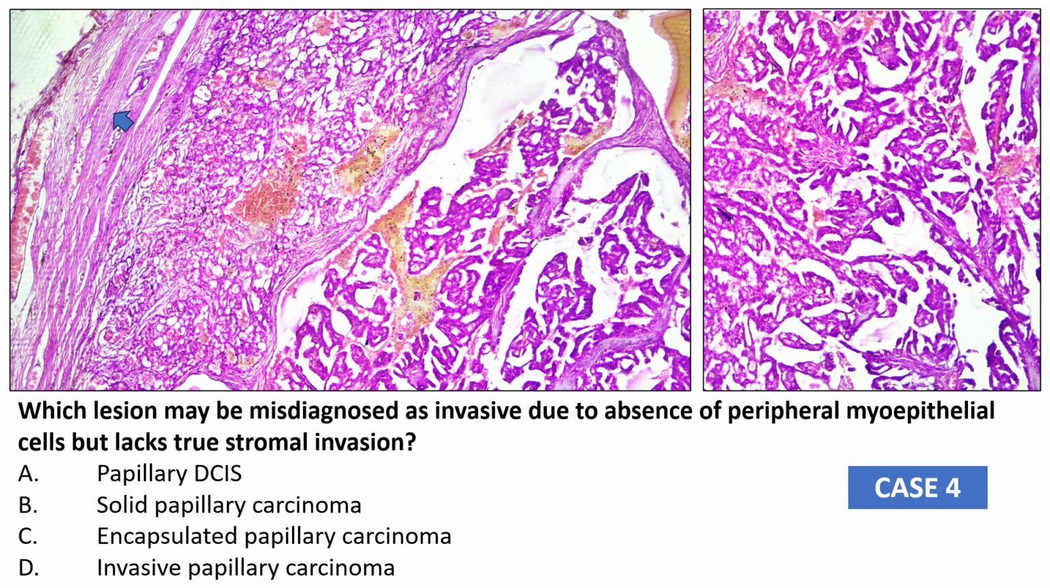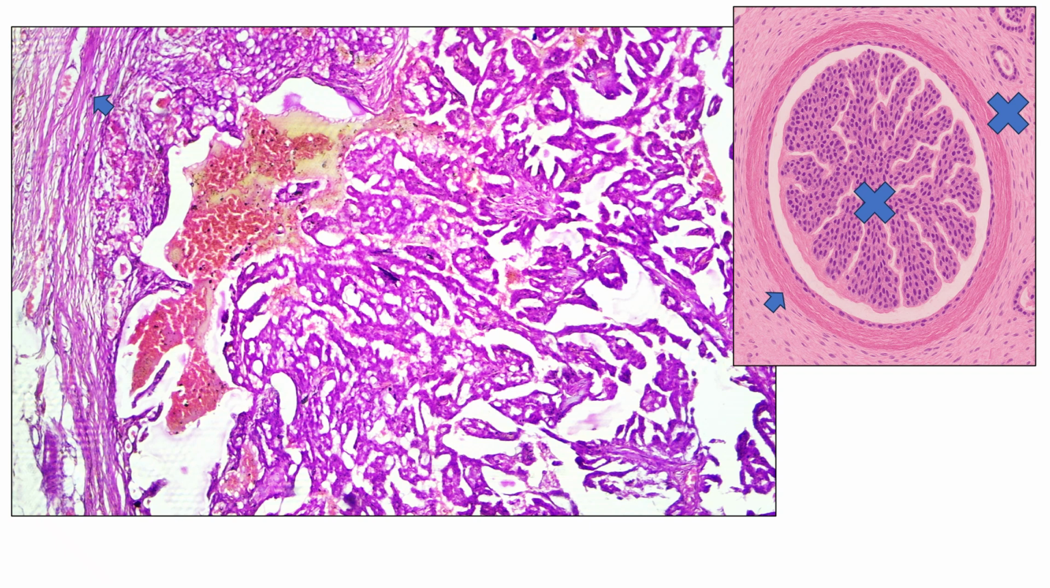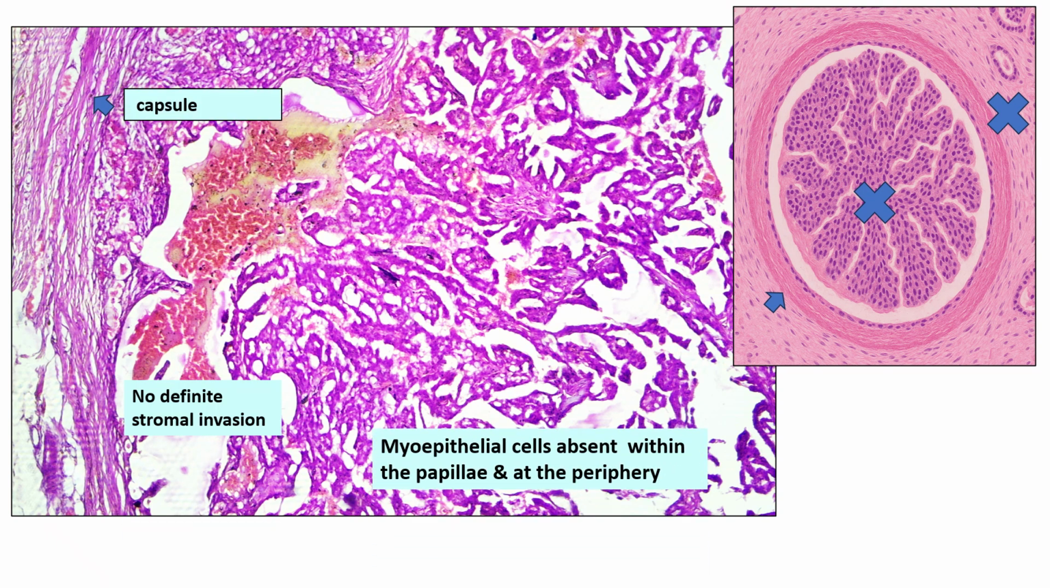Again, in non-invasive carcinomas, there is absent myoepithelial cell rimming at the periphery. In spite of that, there is a well-formed capsule. So it is a case of encapsulated papillary carcinoma. So here you can see there is no definite stromal invasion. A well-formed capsule is there and myoepithelial cells are absent within the papillae and also at the periphery.